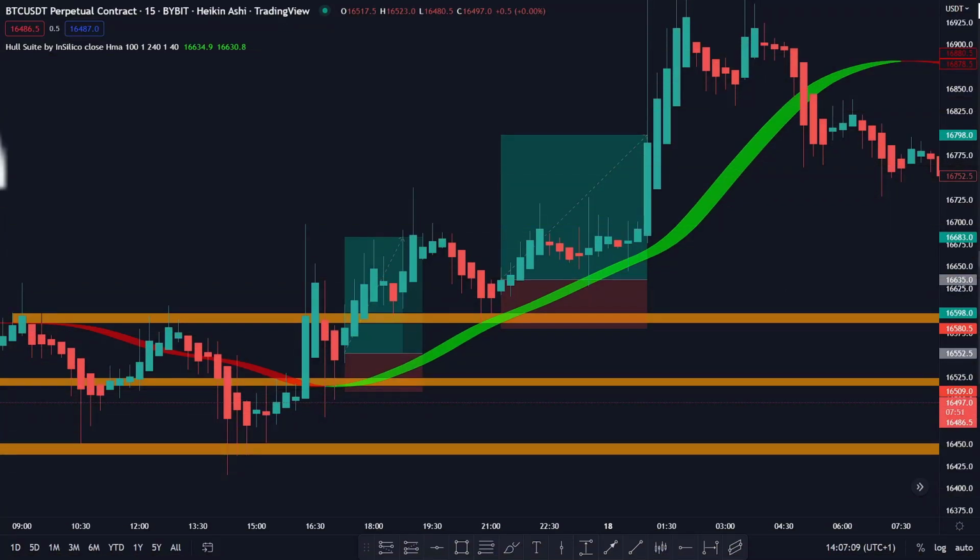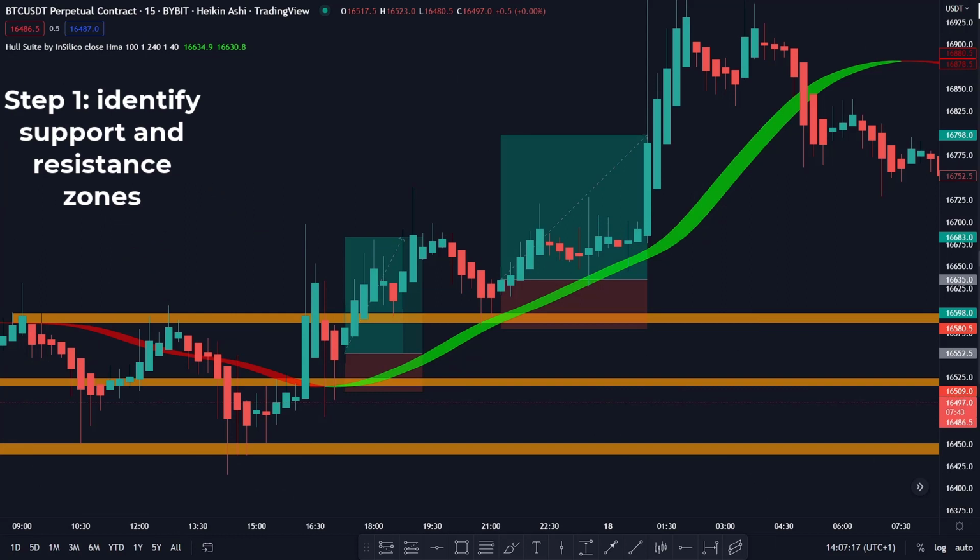We will start by taking an example of a long position. To find a good entry position, it is important to keep a few steps in mind. Step 1. Identify the support and resistance zones before we can take a position. We first have to identify the support and resistance zones based on past price action. These are zones where the price reverses or bounces back. In this example, we see such zones depicted by orange boxes.